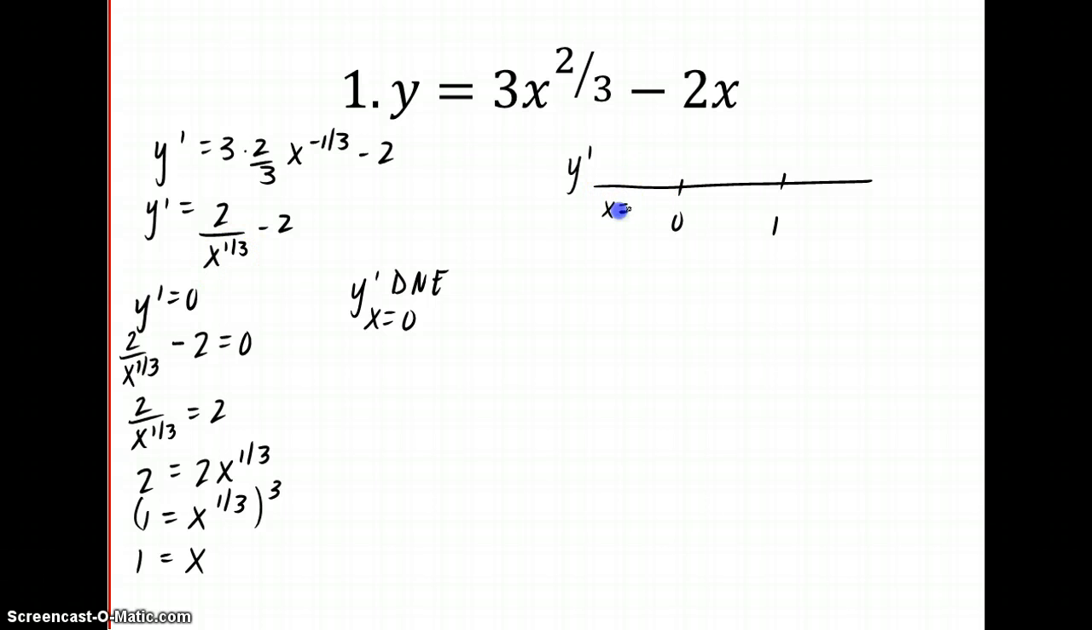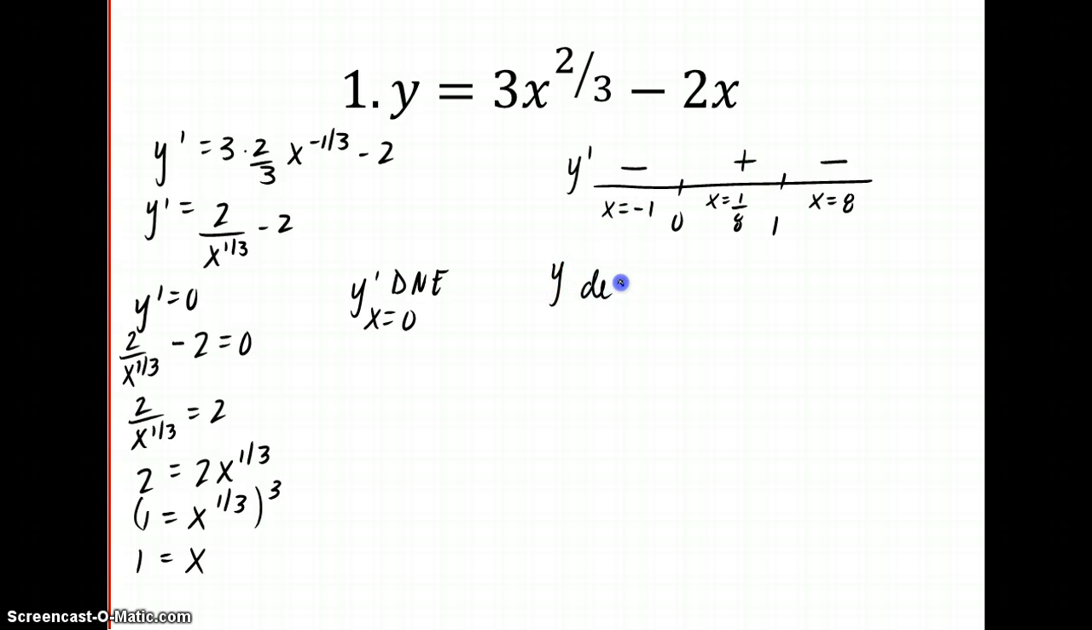If you plug in any negative number, it'll make the denominator negative. So that interval will be negative. If we choose 8, the cube root of 8 is 2. 2 divided by 2 is 1. 1 minus 2 would make it negative. And then, alright, hold on, cease. If we pick 1/8, cube root of 1/8 is a half. 2 divided by half is 4. 4 minus 2 would make this interval positive.